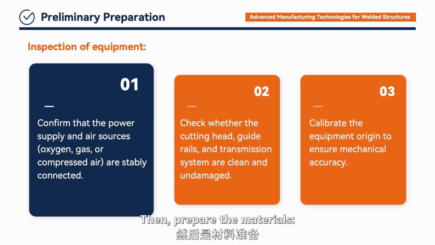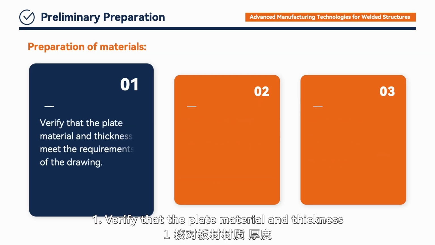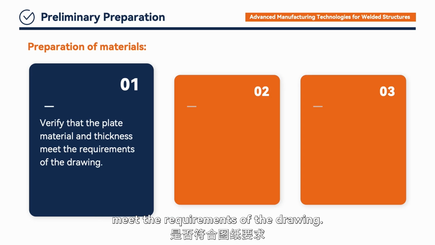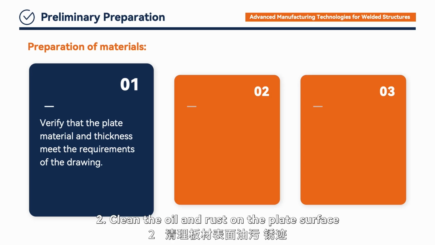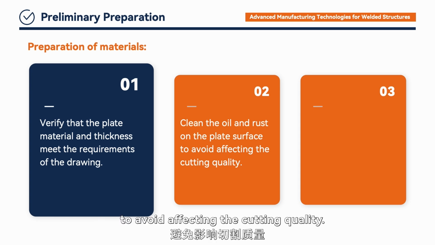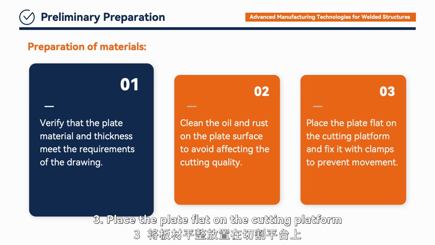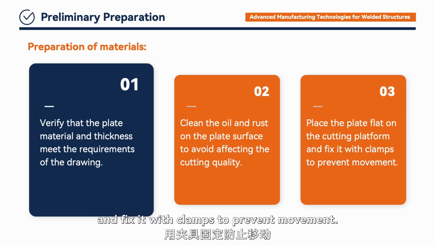Then, prepare the materials. 1. Verify that the plate material and thickness meet the requirements of the drawing. 2. Clean the oil and rust on the plate surface to avoid affecting the cutting quality. 3. Place the plate flat on the cutting platform and fix it with clamps to prevent movement.